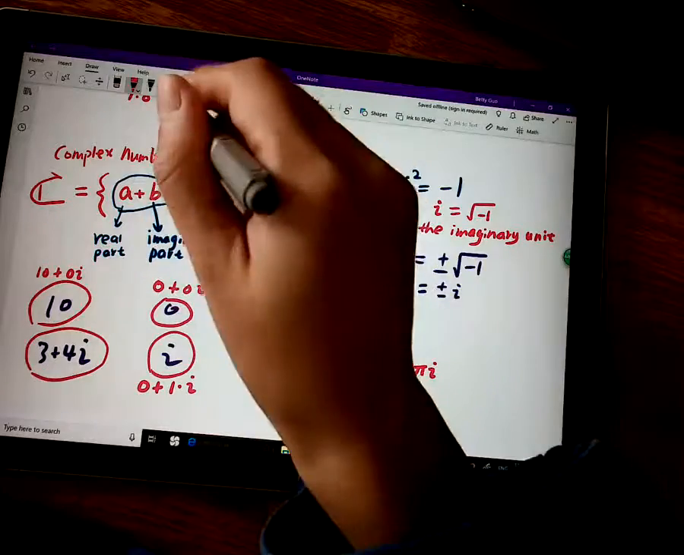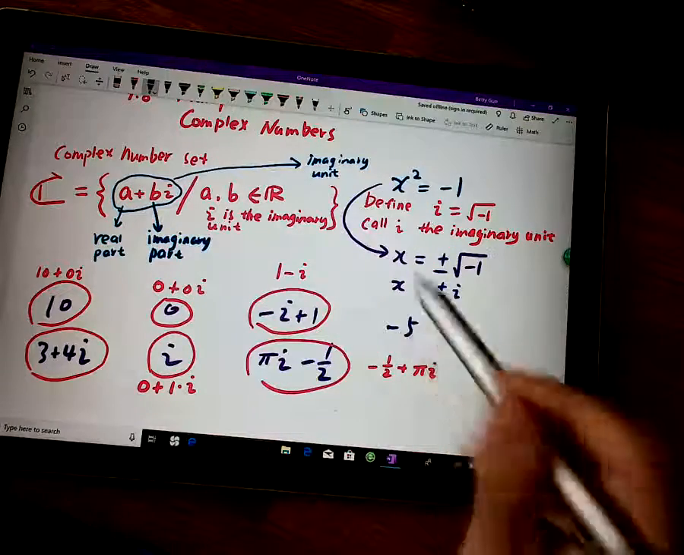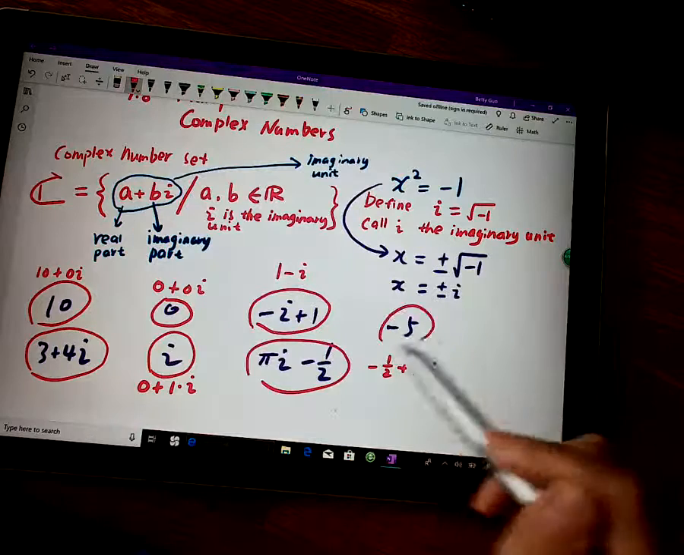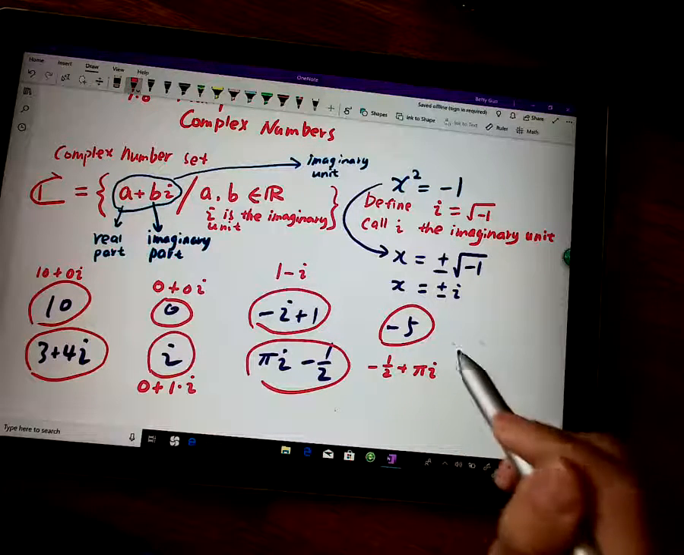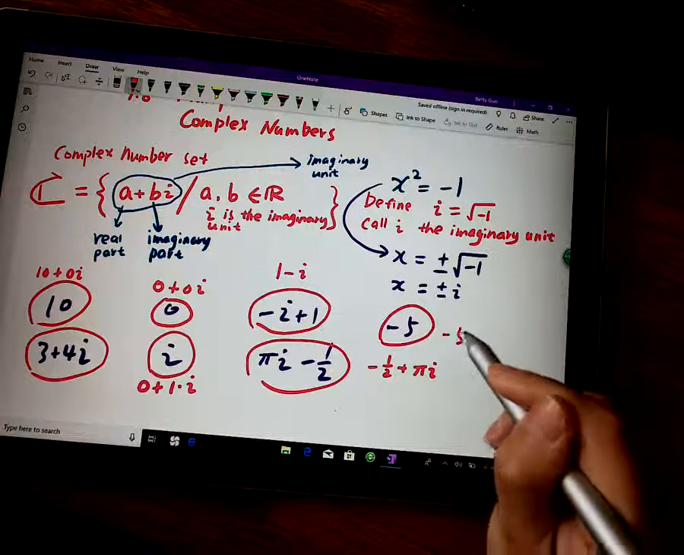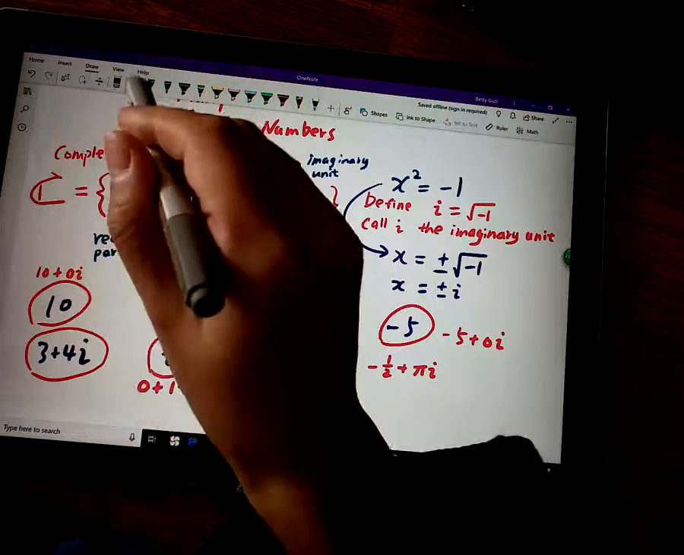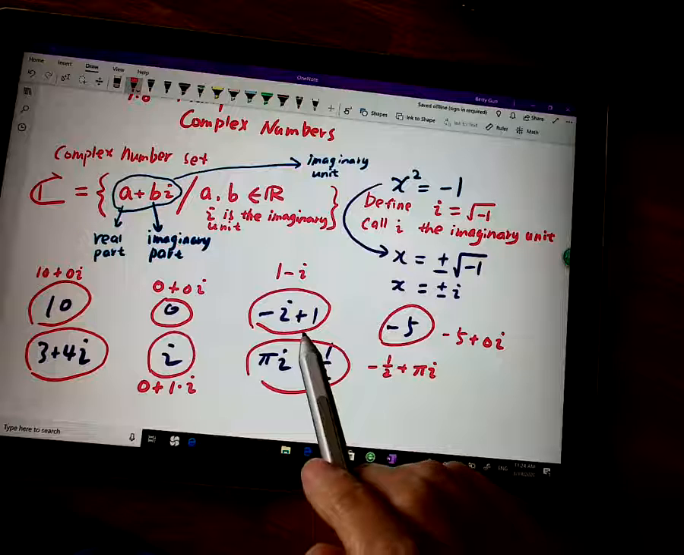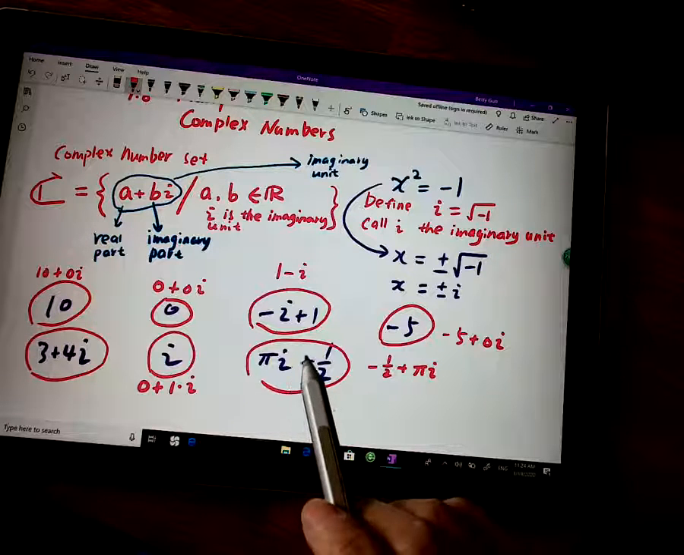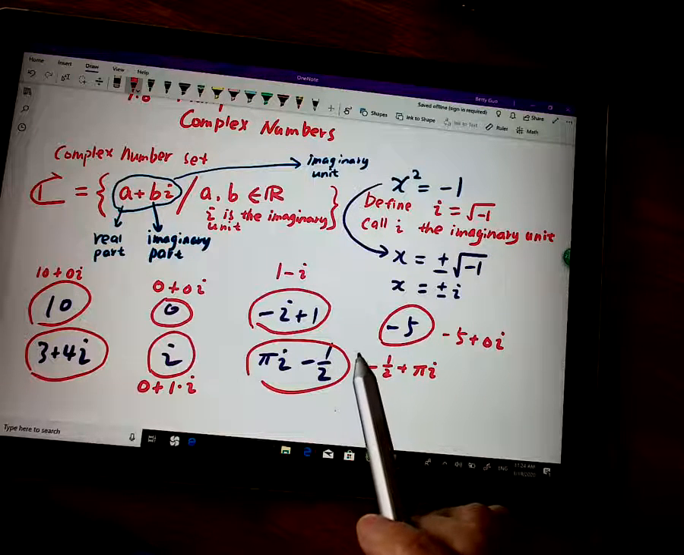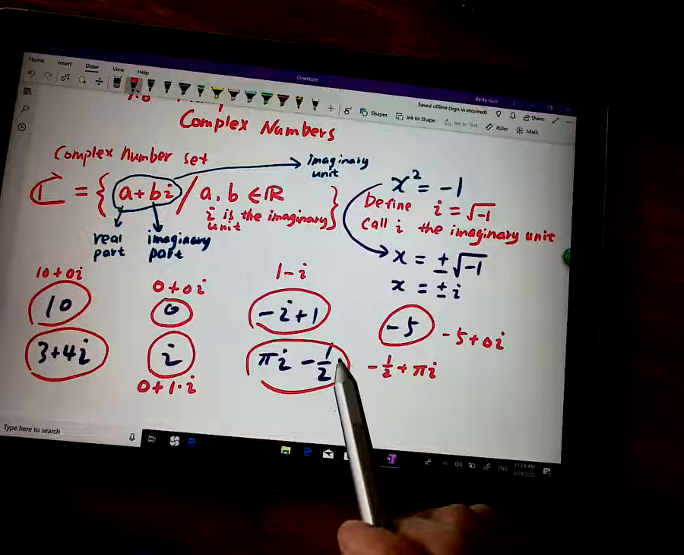So let me give you a negative number. What about negative 5? Negative 5 is also a complex number because you can write the number as negative 5 plus 0i, right? So you can tell all the real numbers are complex numbers with the imaginary part 0. You can maybe write it down. All the real numbers are also complex numbers. It's just that their imaginary parts are 0.